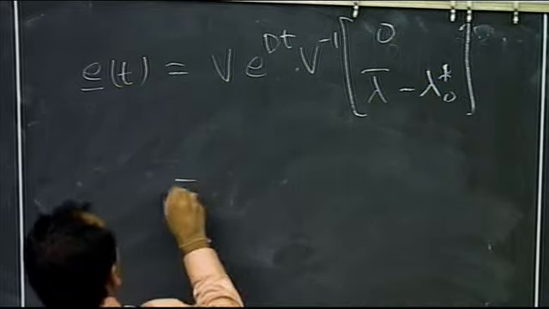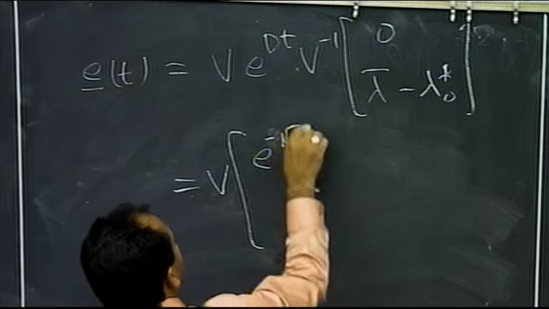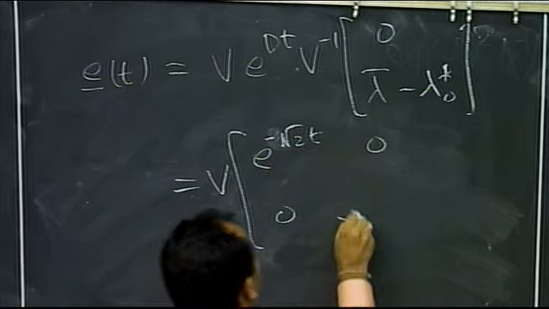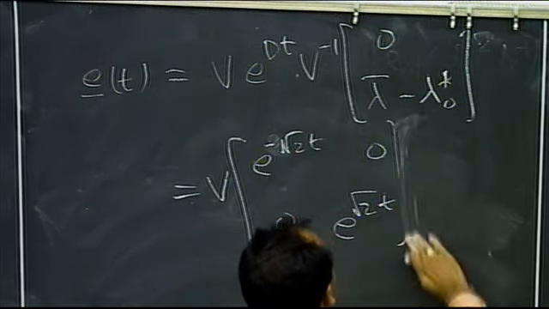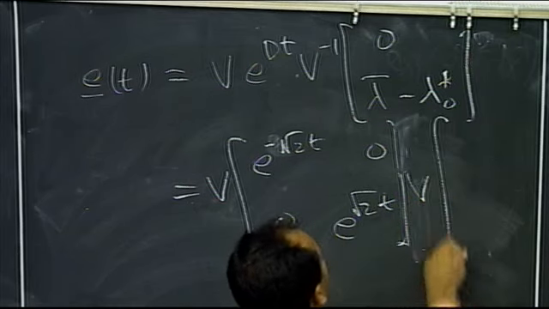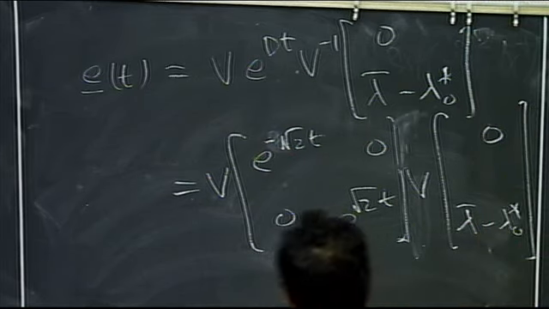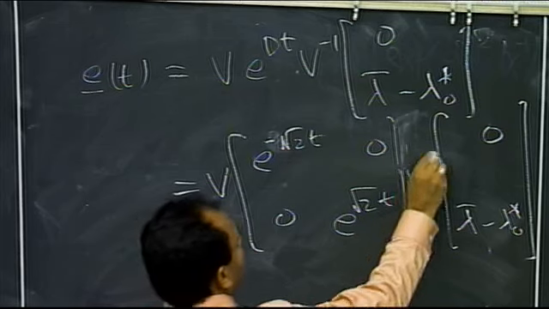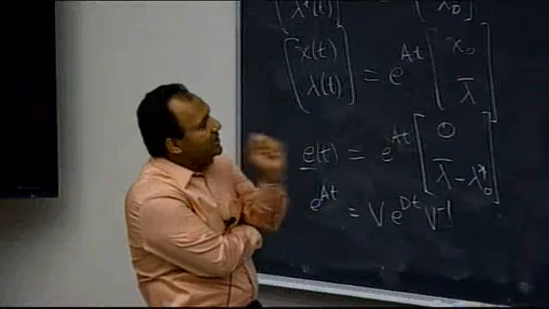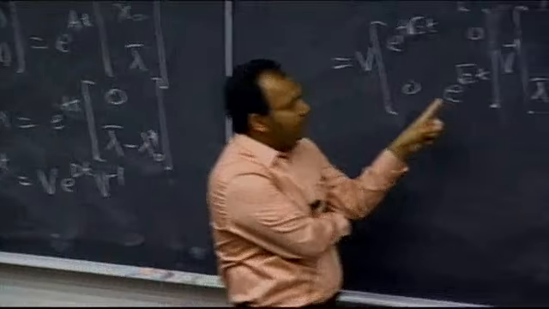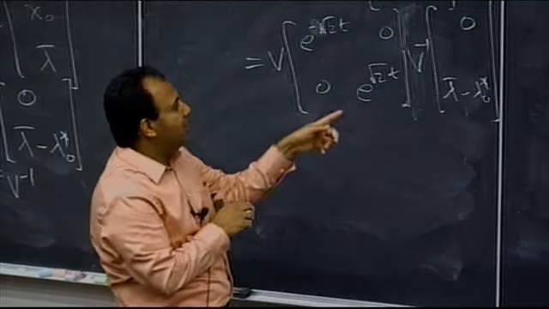So because e to the Dt is equal to e to the square root of 2, I put this in the right order, minus square root of 2 times t, 0, 0, e to the square root of 2 times t, I get this times V, and then times 0, lambda bar minus lambda 0 star. Inverse. Right? This is what I get. Now, if you look at that, you can see that this error has to grow in forward time at the rate of this right here, right? Which is the same thing I had over there. I just wrote it a little bit differently.